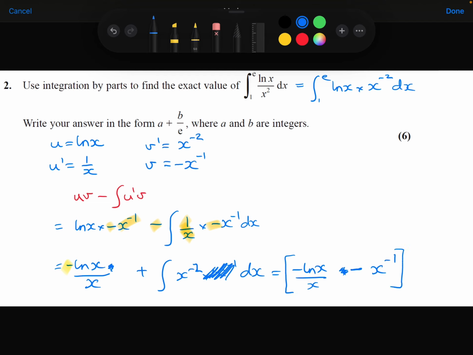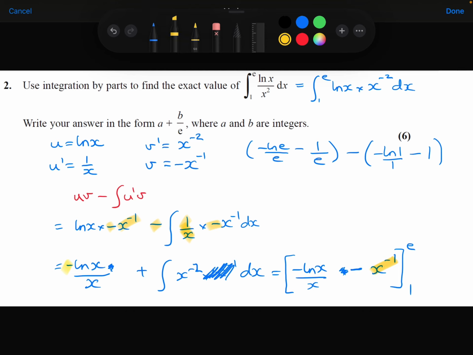I need to substitute my limits in, so the upper limit is e, the lower limit is 1. So substituting the e in, I'll get minus ln e over e minus the x to the power minus 1 is the same thing as 1 over x, so 1 over e. Now substituting the 1 in, minus ln 1 over 1 minus 1 over 1, which is just 1.